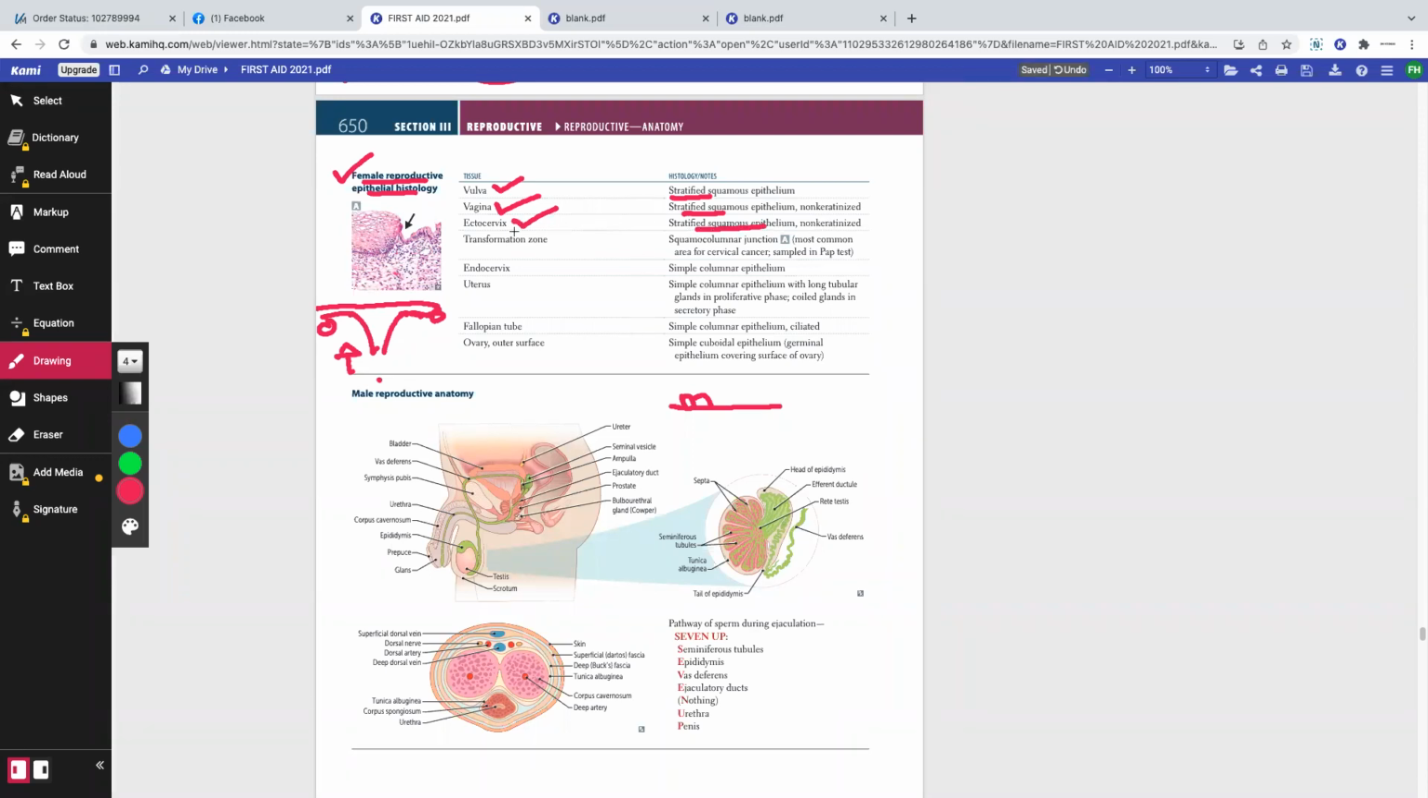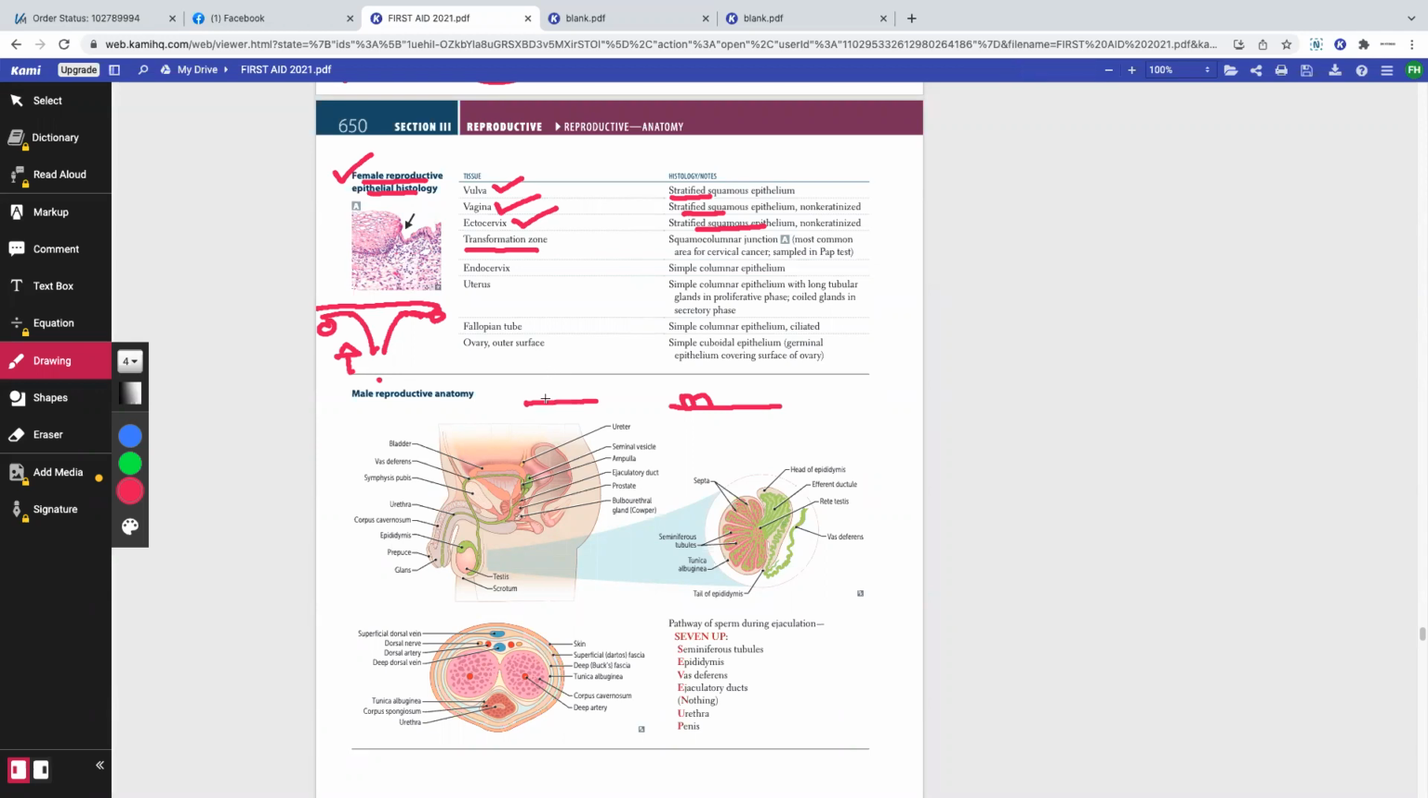Then the next one is the transformation zone. What is the transformation zone? The transformation zone is the zone of the female reproductive organ from which the epithelium lining it transforms from a squamous epithelium to a columnar epithelium. Why? Because columnar epithelium is more favorable for releasing, for example, secretions, or it's also responsible for maintaining a certain structure.